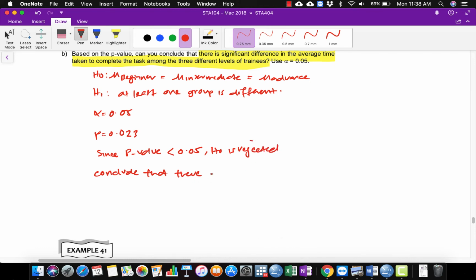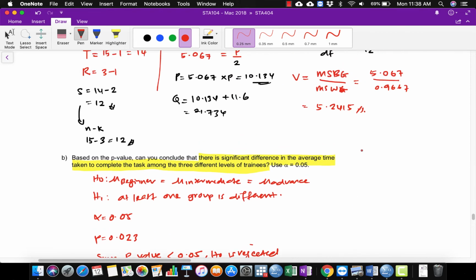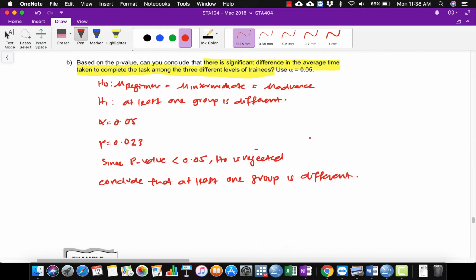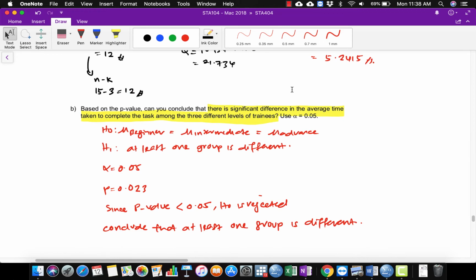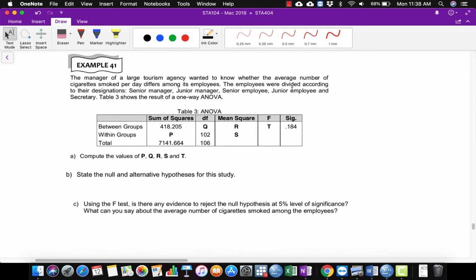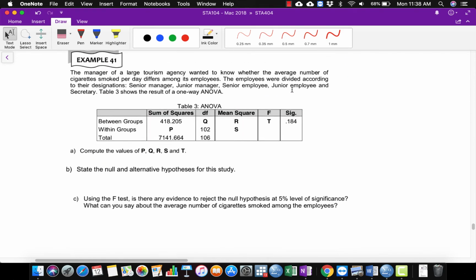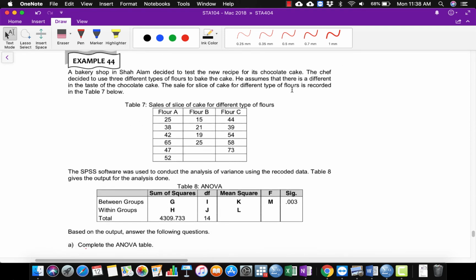Right, so we conclude that at least one group is different. To know which group is different, we need to construct a post-hoc test. So by this example, we stop at this one only, right? For example number 41, it is also the same as example number 40. You can do it by yourself, right?